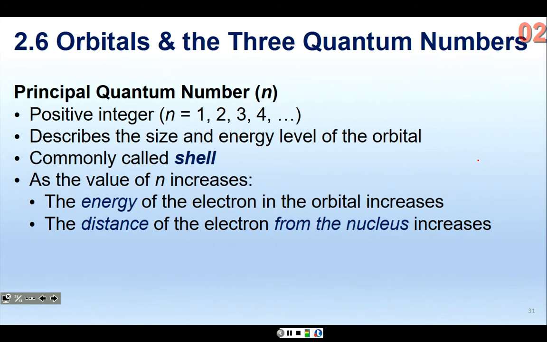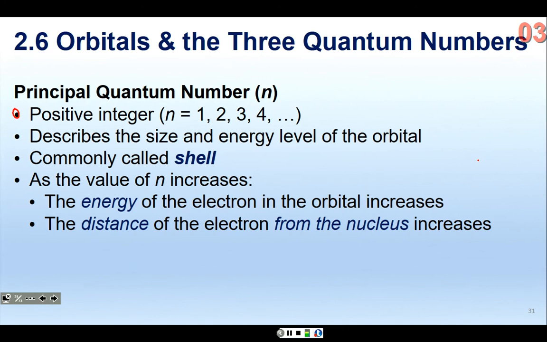So the principal quantum number is n. The first number in the series when you list the quantum numbers is going to be n. It is always a positive integer. It's going to be as small as 1, and it can go up to various other numbers. We won't see many examples that go beyond 4 and 5. That's possible, but not so often. It tells us about the size and the energy level of that orbital.